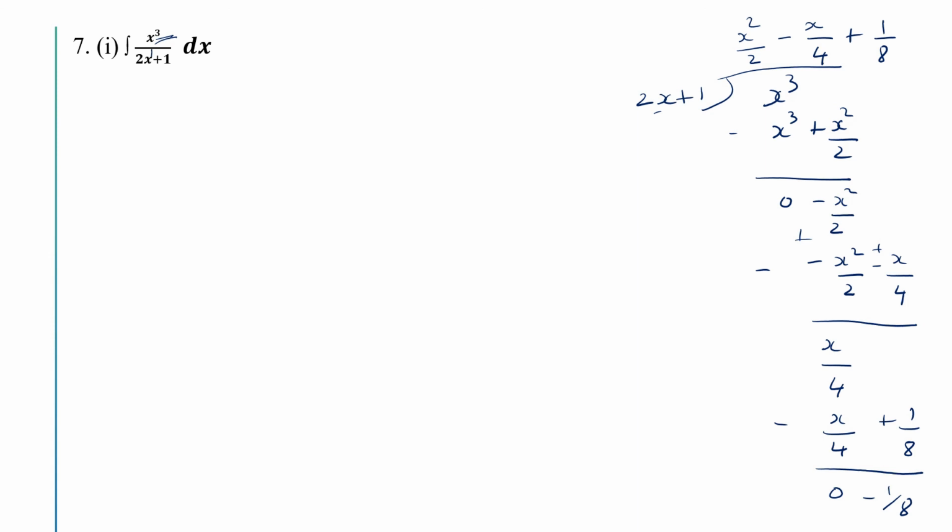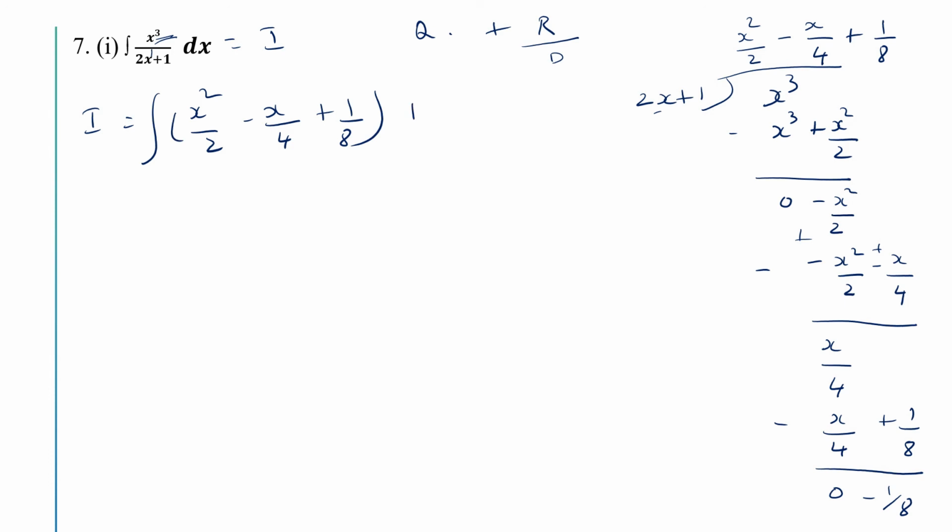So let us take this as I. So I is equal to integral. When we perform long division, it is written as the quotient plus remainder divided by the divisor, that is 2x plus 1. So here the quotient is x square by 2 minus x by 4 plus 1 by 8, plus the remainder is minus 1 by 8 divided by divisor is 2x plus 1 into dx.